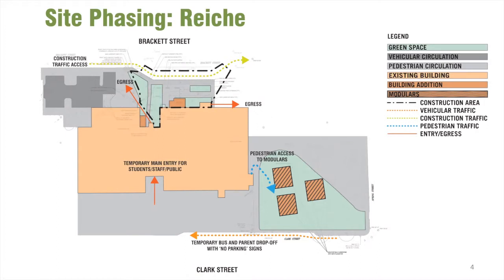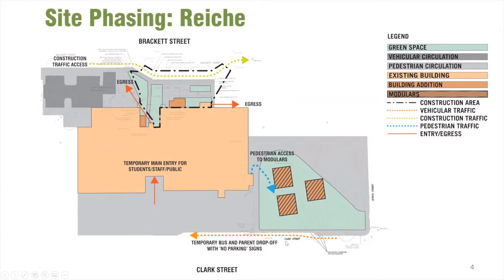While they're constructing the addition and doing the renovation, the contractors will need space to lay down their equipment and materials, so we're targeting the area on the Brackett Street side to do that. We are showing the modulars placed over on this side of the site, and there's a door on this stair, on this corner of the building, making it easy to get in and out to the modulars. That will really stay away from any of the construction activity, which is nice and safe.